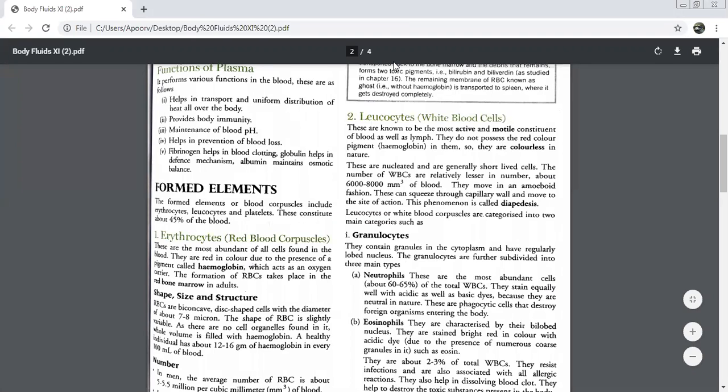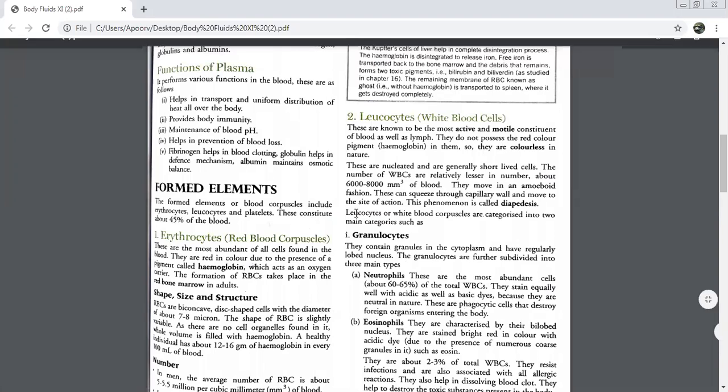Let's come to the next one. These are nucleated and are generally short-lived cells. We'll keep comparing. What do you mean by nucleated? They have a nucleus. They're short-lived cells. The number of WBCs is relatively lesser. About how much per cubic millimeter of blood? 6,000 to 8,000 per cubic millimeter of blood.